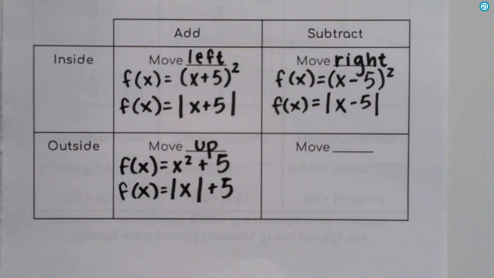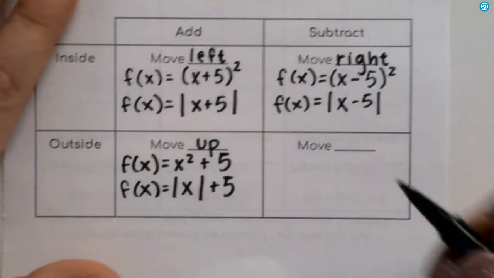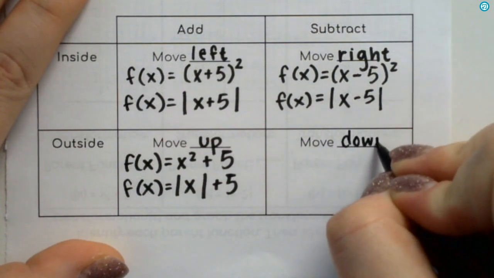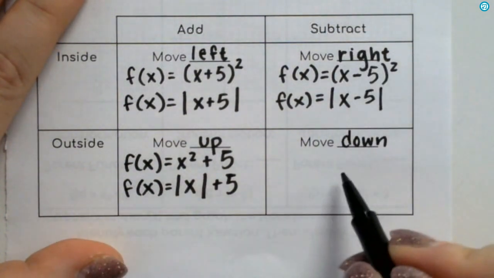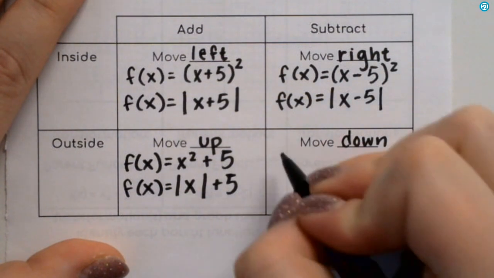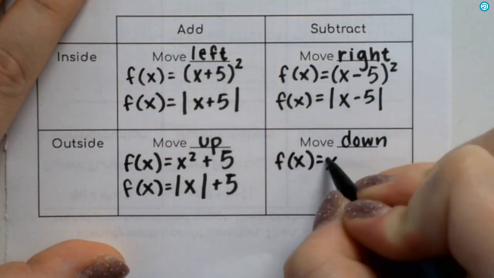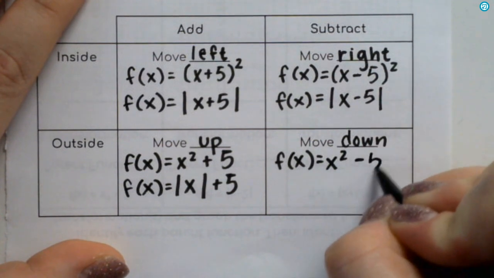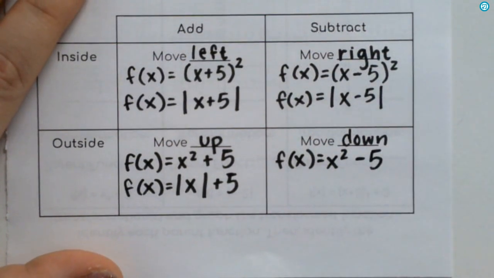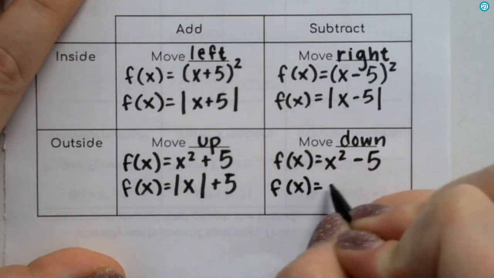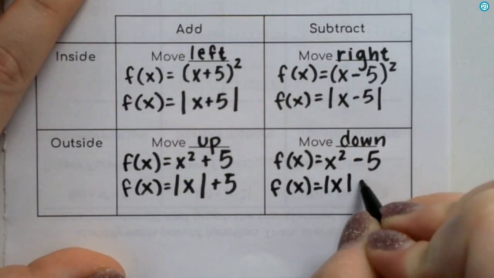Okay, and then the last thing to fill out this little table is how we move down. We move down by subtracting outside. So what that looks like is f of x equals x squared minus 5, or f of x equals the absolute value of x minus 5.